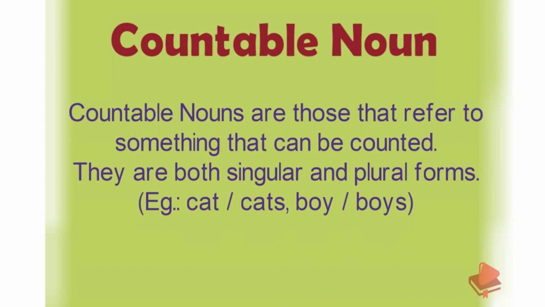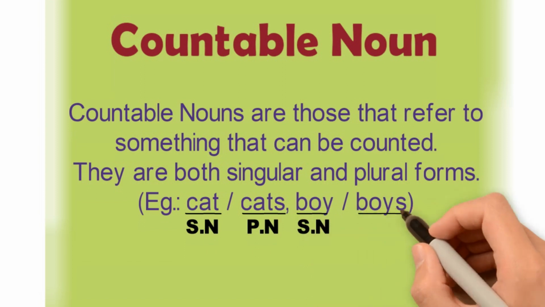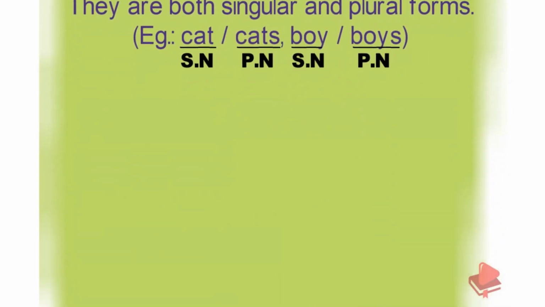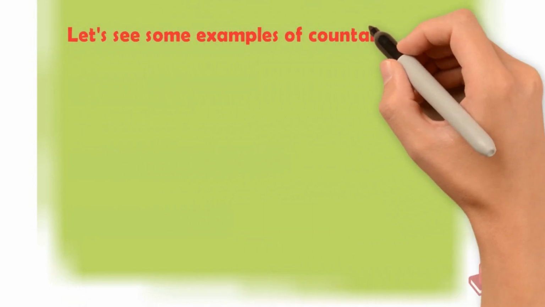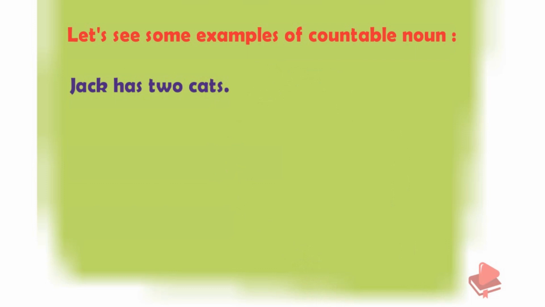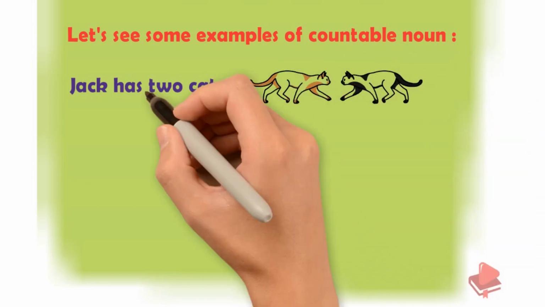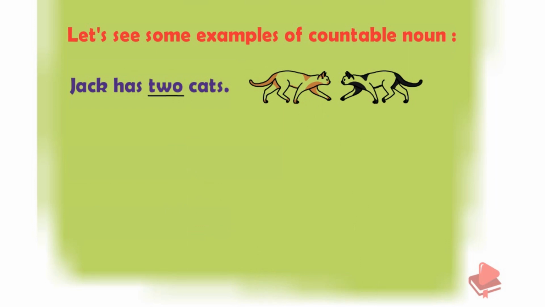For example, cat comes under singular since it's a single cat, and cats is the plural form. The next example is boy, which is singular, and boys, that is the plural form. Let's see some more examples of countable nouns. Jack has 2 cats. Here we can do the counting, that is 2. So it is a countable noun.